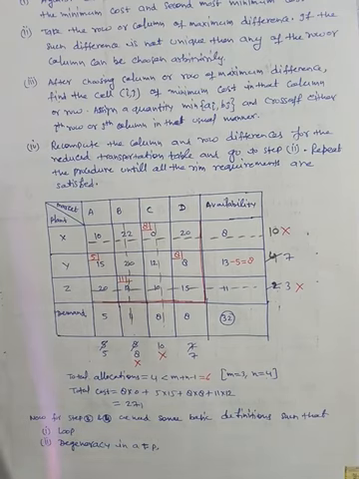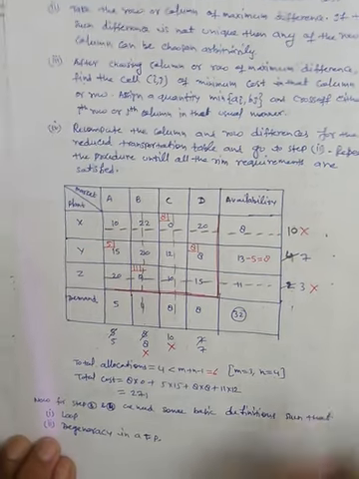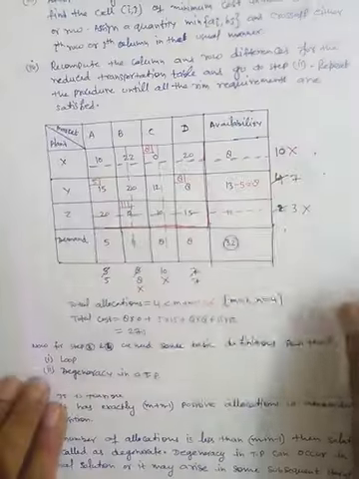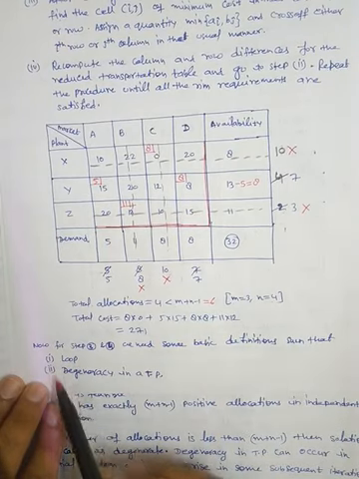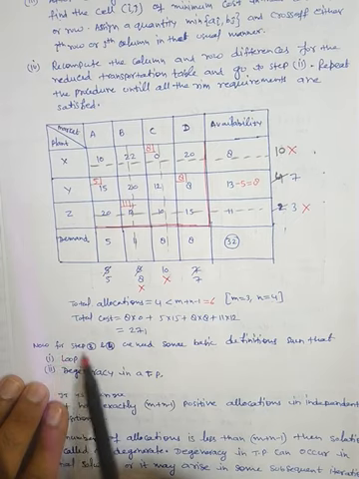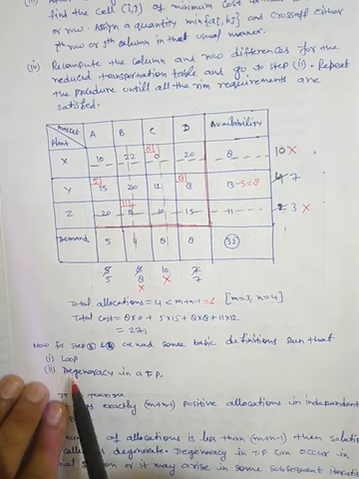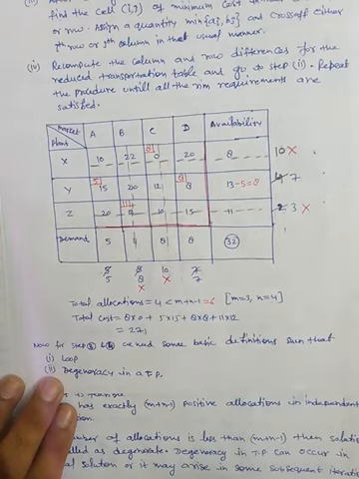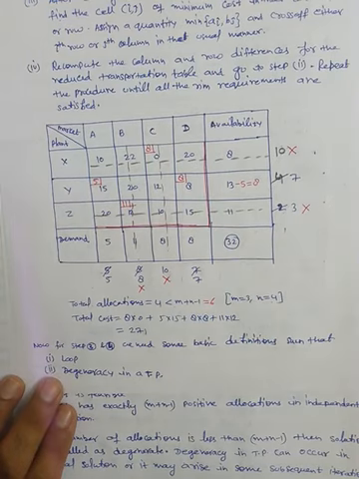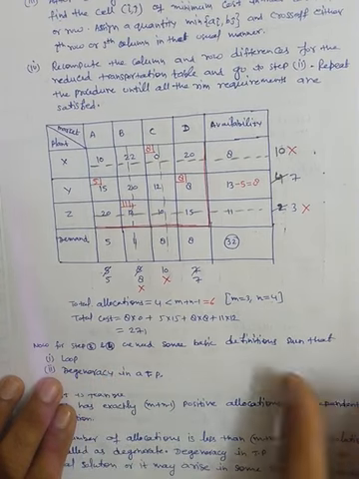If not, then how to optimize it further. So for this we need a certain procedure. To develop the procedure, we need some basic definitions related to loop and degeneracy in a transportation problem. We will use these two in the development of the MODI method, which is used in step number 3. So let us see what is a loop, what is degeneracy in a transportation problem.